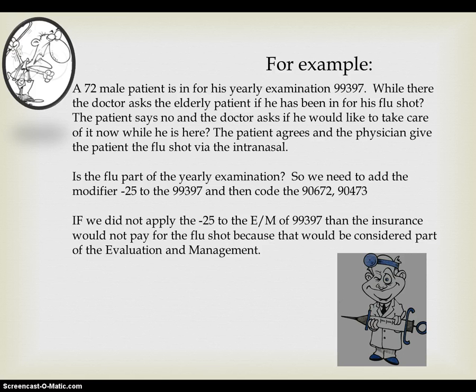So we need to add the modifier to the 99397 to say this is why they were in, this is their evaluation and management. We add that 25 to it, saying this is distinct and separate from the procedure, which for the flu vaccine via nasal is 90672 and 90473. Again, if we do not apply that 25 to the E&M of the 99397, then the insurance company would not pay for the flu shot because it would be considered part of the evaluation and management.